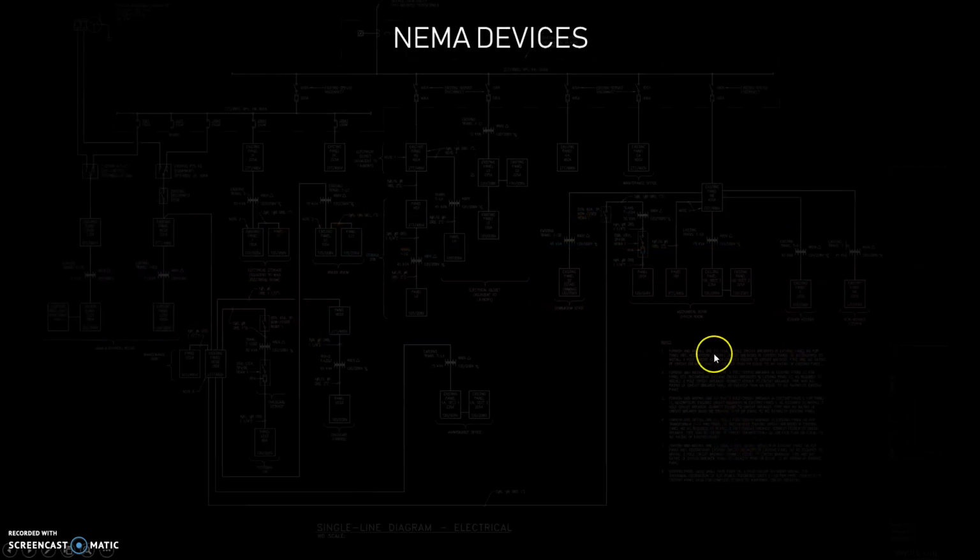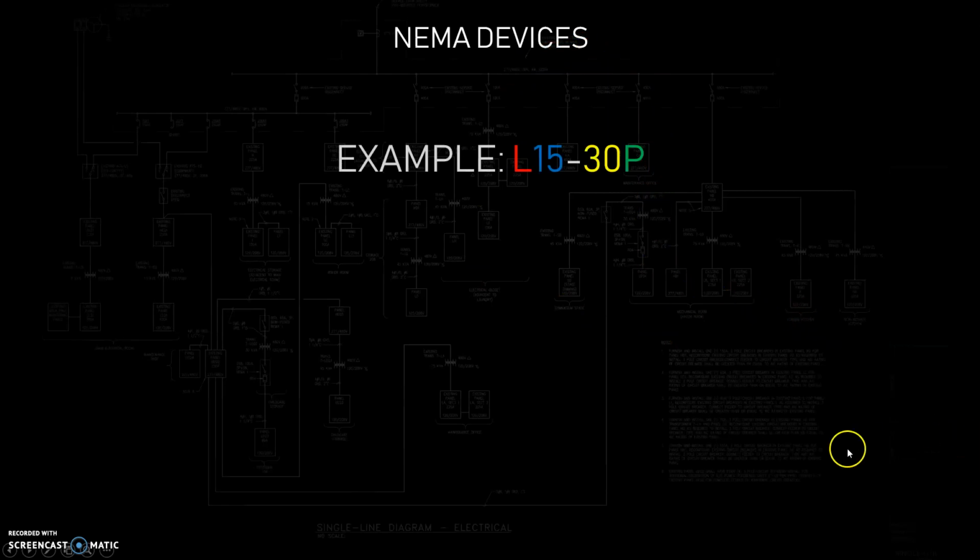So, enough on switches for now. We could talk about that one all day, but I want to hit a couple things really quick here. NEMA devices. You're going to hear different receptacles and plugs called by NEMA ratings. Here's an example, an L15-30P. We could have an L15-20R. All these letters and numbers have a meaning here.